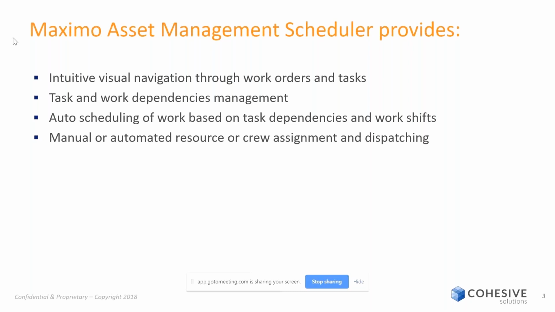You can also use the graphical scheduling tool to apply those dependencies and to spread that work across shifts if you have interruptible work that can be spread across shifts. There's also the manual or automated ability to assign resources or crews and to dispatch those assignments out if you have the software and the hardware set up for dispatching.